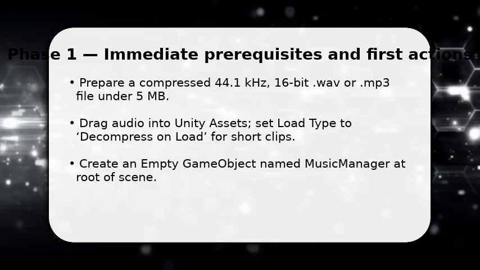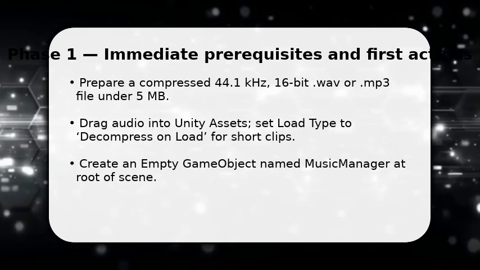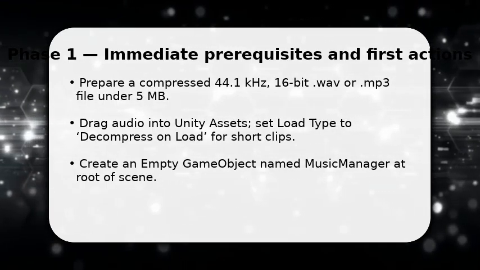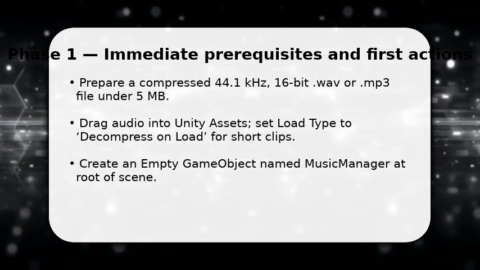Next, create an empty game object and name it Music Manager so you have a single, persistent place for audio control. Make sure to set Don't Destroy on Load later. This prevents interruption between scenes. These first steps prepare Unity to play background music reliably.